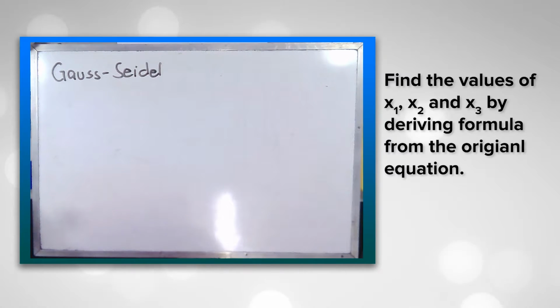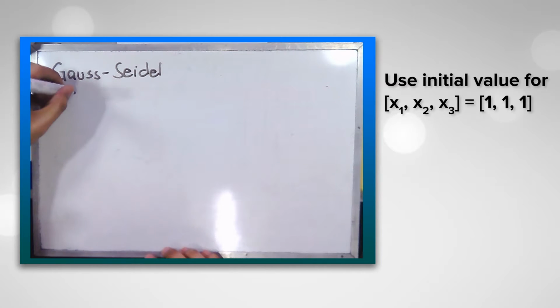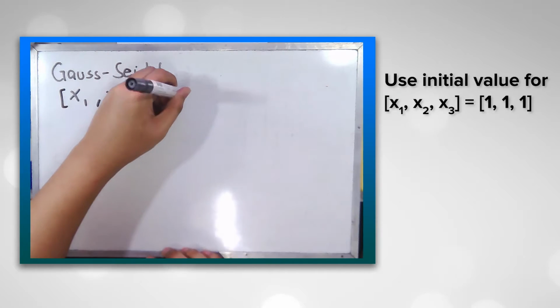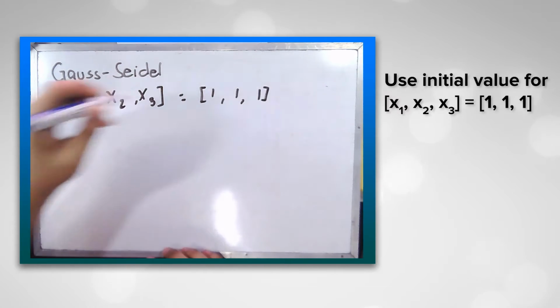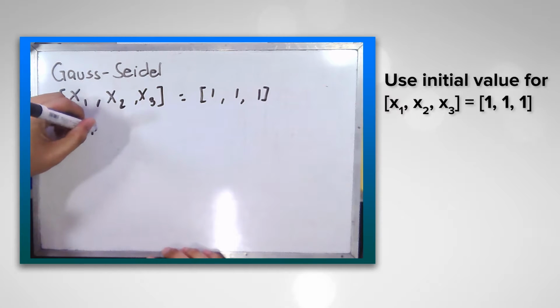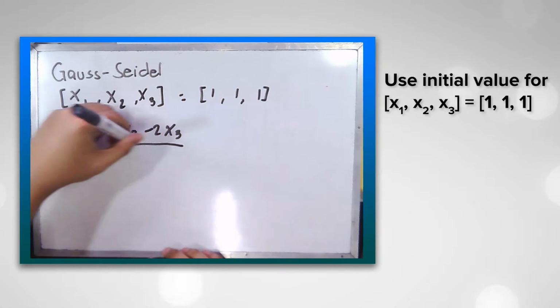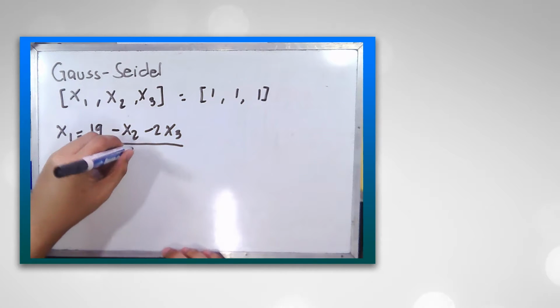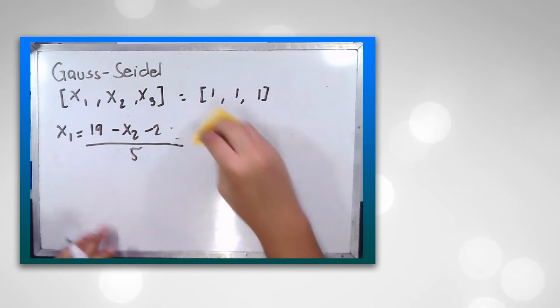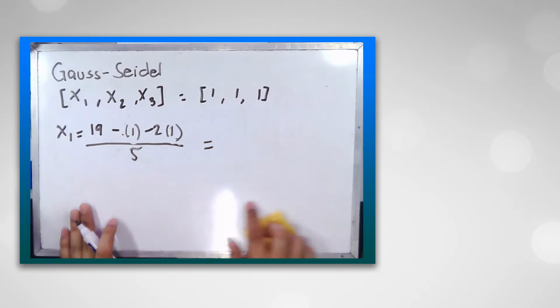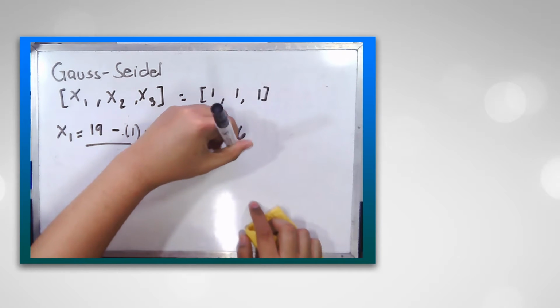As a part of the third step, or rather, not the third step yet, let's just assume the initial values for x sub 1, x sub 2, and x sub 3. So we're going to assume that their values are equal to 1. All of them 1. So if we're going to compute for x sub 1, 19 minus x sub 2 minus 2x sub 3, over 5. Putting the values here, 1, then 2 times 1. If we solve this, we will arrive at the answer 16 over 5.